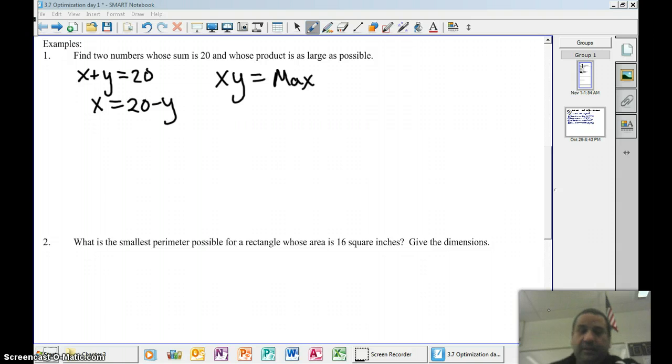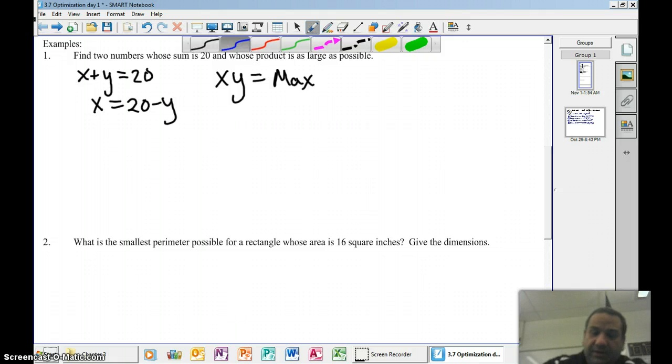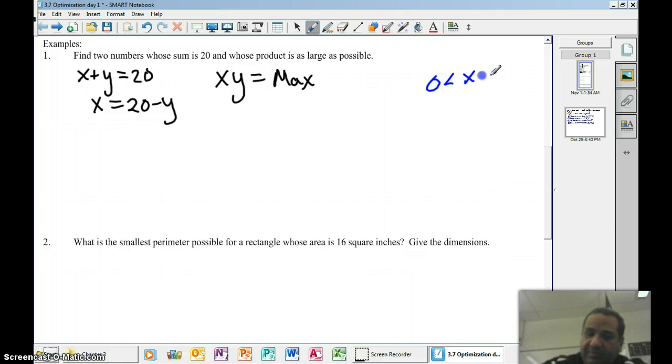Secondly, let's choose a domain. I'm going to say that these numbers, X and Y, have to be between 0 and 20. So if X is 0, Y is 20. If Y is 20, X is 0. Makes sense. The domain.